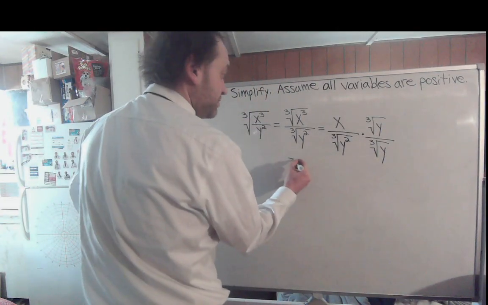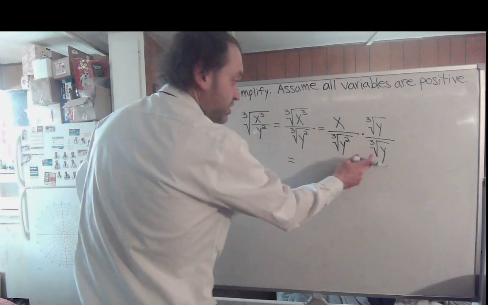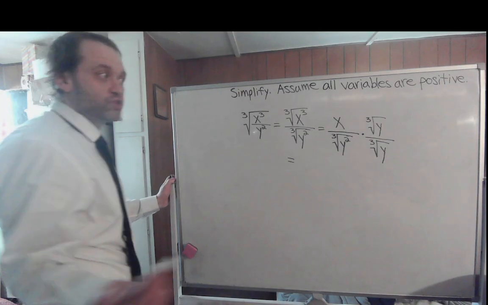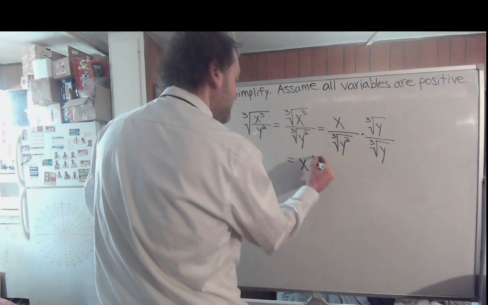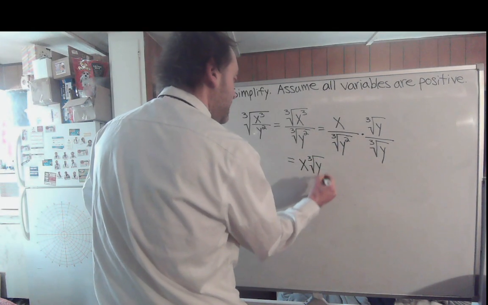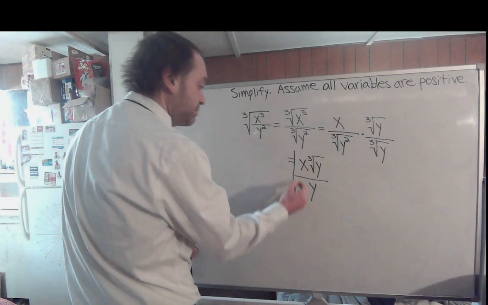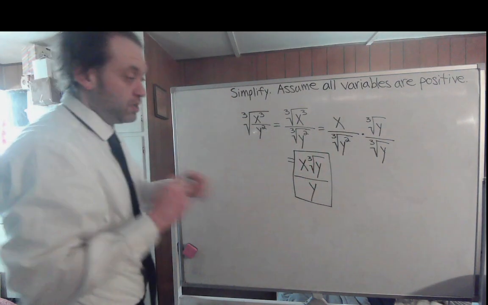Now, to simplify this, in the denominator, cube root of y squared times the cube root of y turns into the cube root of y to the third, which would just be y. So this is going to simplify into x times the cube root of y all over y. That's the best you're going to be able to do. X times the cube root of y all over y.